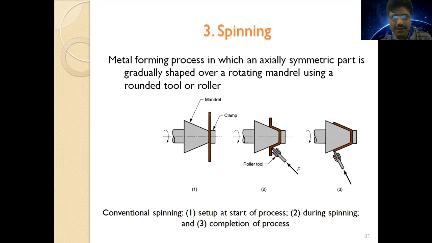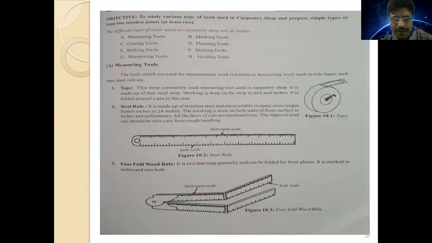The last part of this unit is the carpentry shop. In most of the workshops, the toolings and associated work are done. Here I'll briefly explain what carpentry is, what tools are applied, and what the types of timber are. You can see this is the experiment that we have to perform in our workshop.